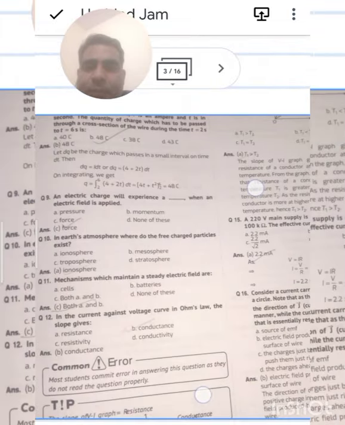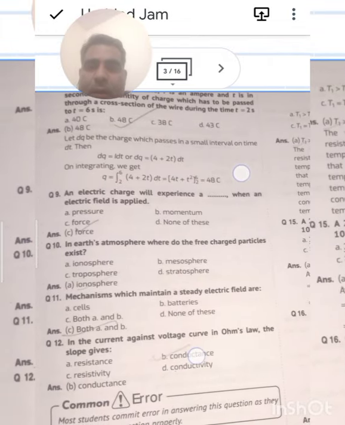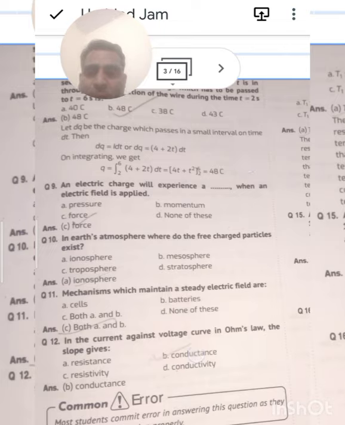The question says, question number 10: in an electric atmosphere, where do the free charge particles exist? It is the ionosphere. The mechanism which maintains a steady electric current is a cell as well as a battery. This one is the ionosphere, the atmosphere where free charge particles exist.